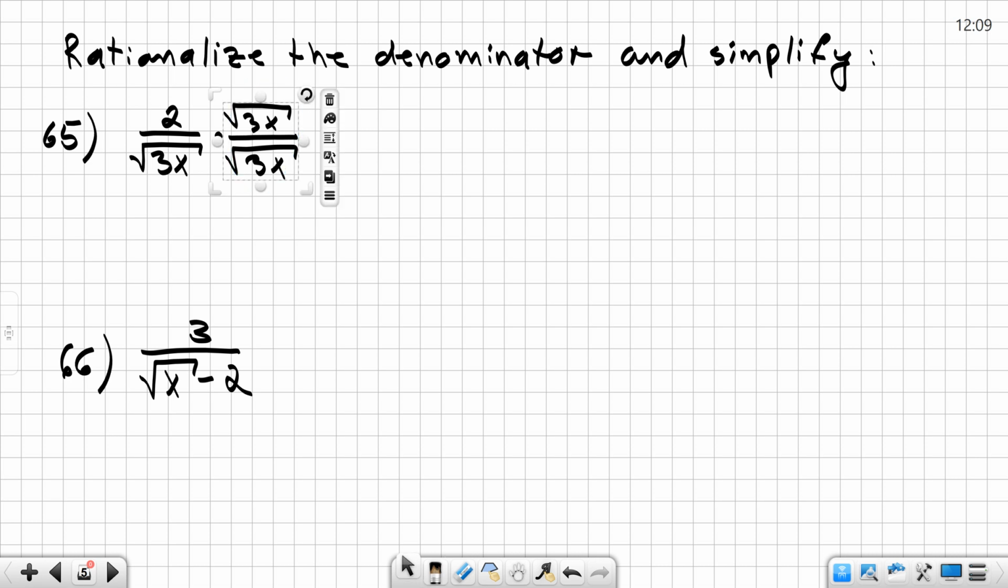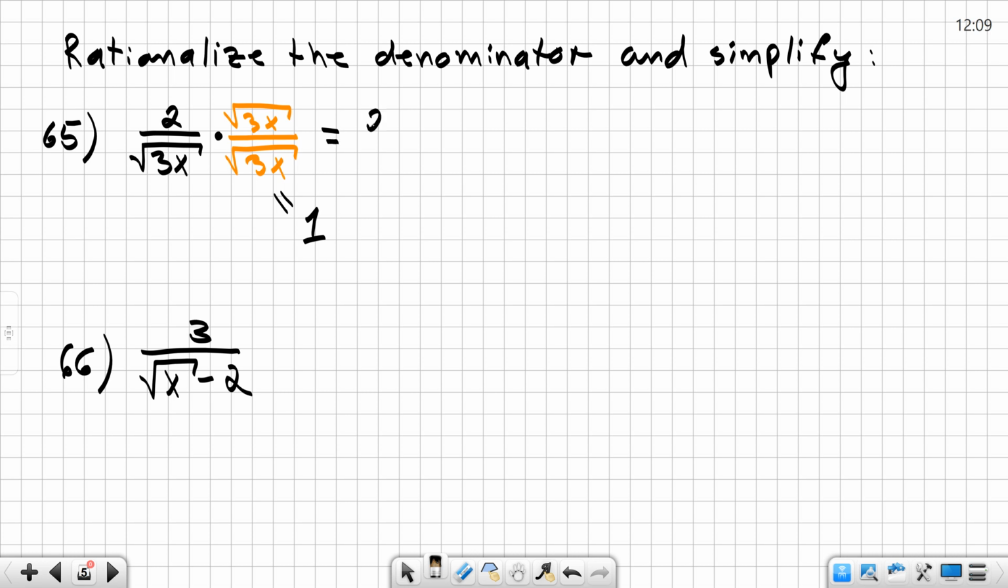Because this right here is just nothing else but 1. Like 3 divided by 3 or 8 divided by 8. And anything multiplied by 1 doesn't change anything. Now I'll go from there.